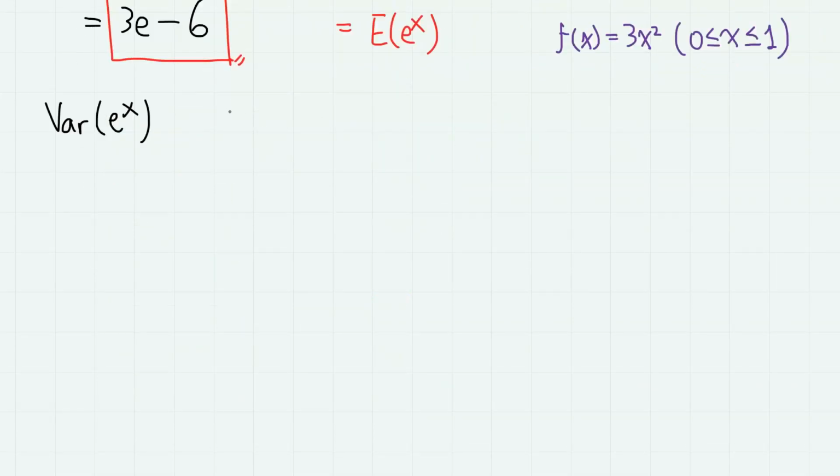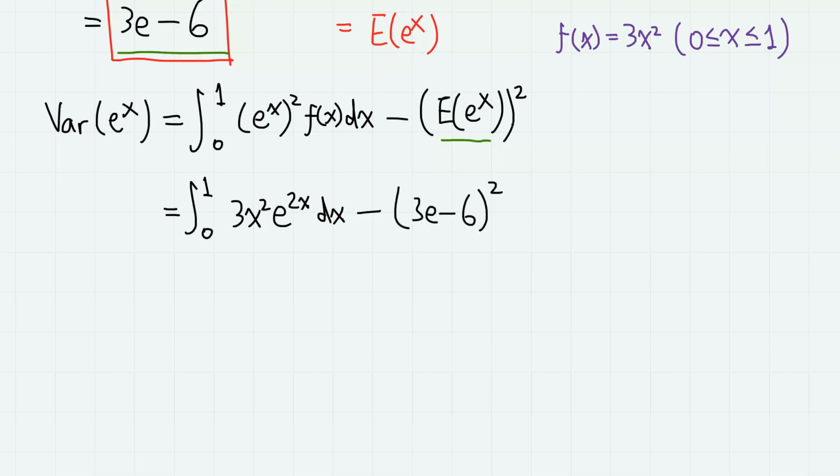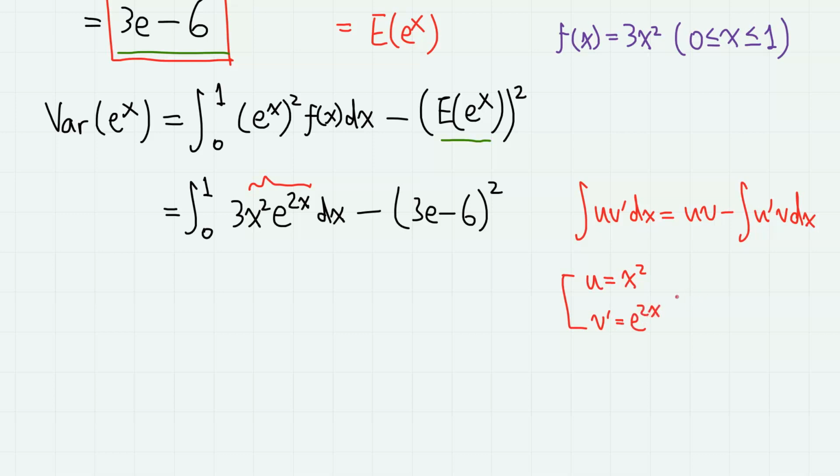Similarly, for the variance, we use the mean of square minus mean squared. So we have integral (e to the x) squared f(x) dx minus expected value of e to the x squared. So we have integral 3x squared e to the 2x dx minus the expected value of e to the x, which is this, so (3e minus 6) squared. For this integral, we use the integration by parts. So u equals x squared and v prime equals e to the 2x. So we have u prime equals 2x and v equals 1/2 e to the 2x.